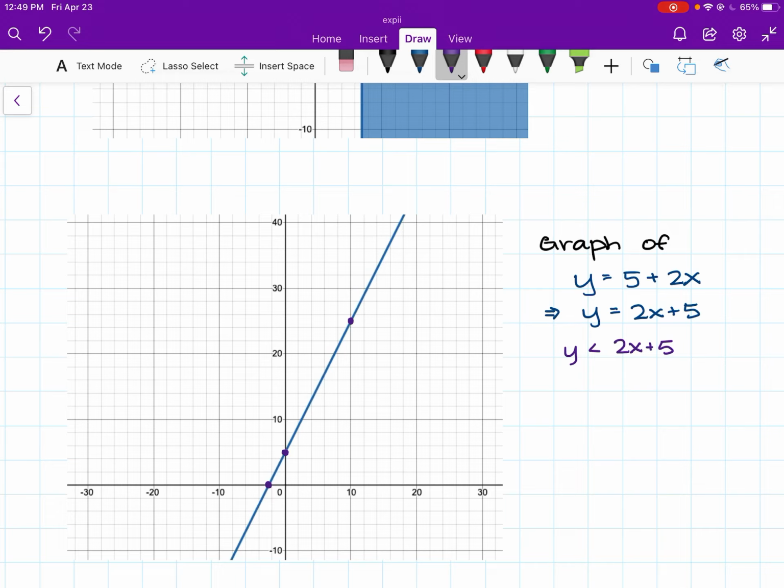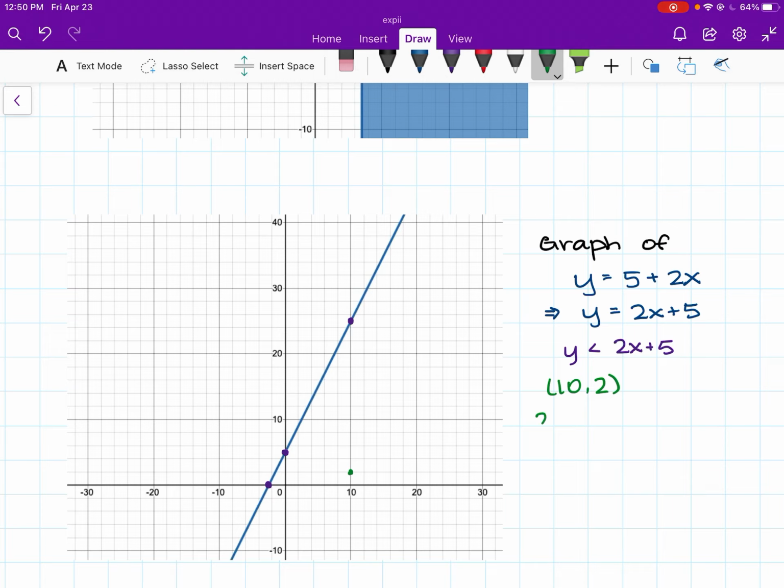Let's say we check the point (10, 2). This point right here, I'm actually going to do this in a different color, not purple. Let's go back to green. So let's look at (10, 2), which is this point right here. Does this coordinate point satisfy the inequality y is less than 2x plus 5? The only way we can check that is to test it. So we're going to plug it in.